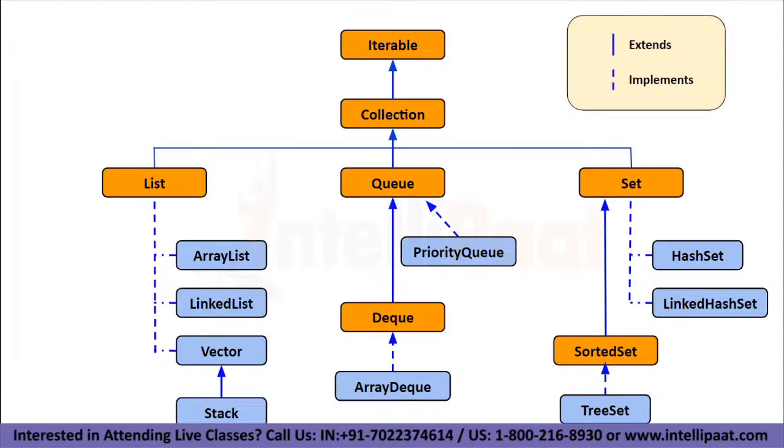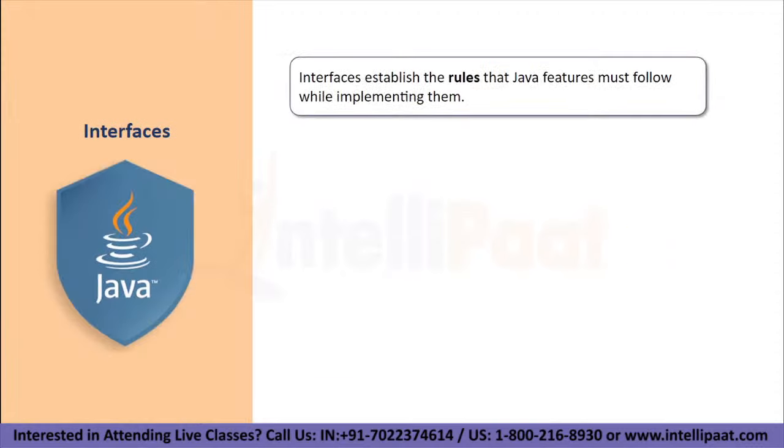Now let's discuss more about interfaces before going into the details of hierarchy components. The interfaces are basically rule books. They define the rules that must be followed by Java objects. Let me give you an example to make this more clear.